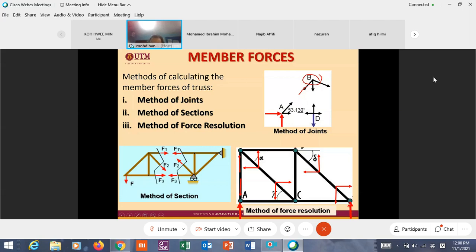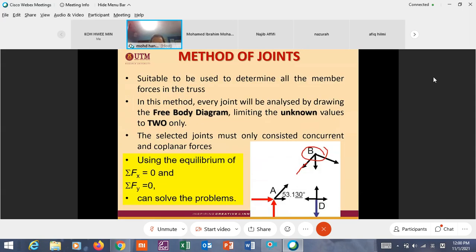In this case, this force should equal to this force because there is no other force. And the value of this force is in such a way that the combination of these two will be collinear with this direction. And we'll come to the example. This is called method of force resolution.